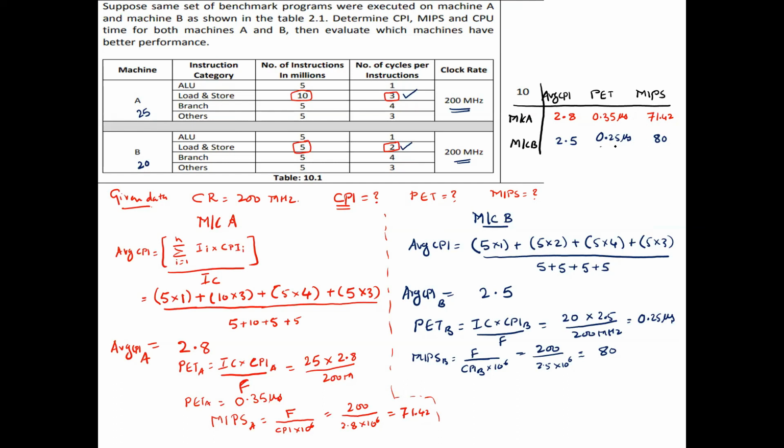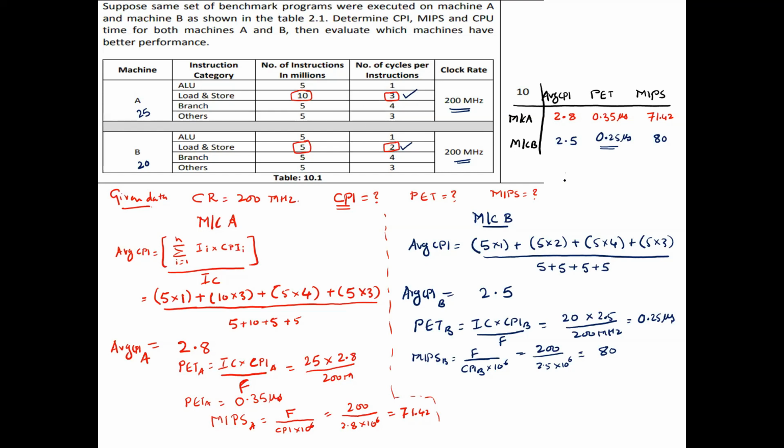Therefore, it has a lower program execution time. Why is it lower? Can you look at here? Now load store architecture from 3 cycles per instruction has been changed to 2. So obviously it will take lesser. Okay. So program execution time will be lesser because the number of cycles per load store instruction is reduced from 3 to 2.